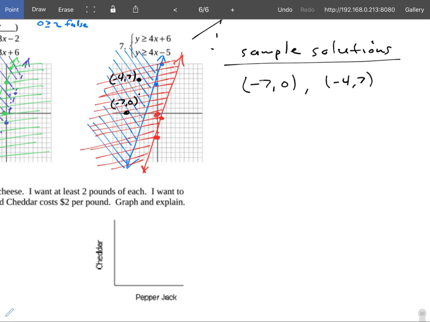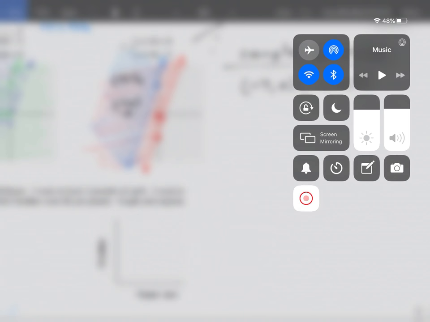And then on Monday, we'll probably start chapter 7. We'll do 7-1. And then on Tuesday, you guys will probably do the chapter 6 test. And then on Wednesday, you have no school. Let me stop my recording right now.